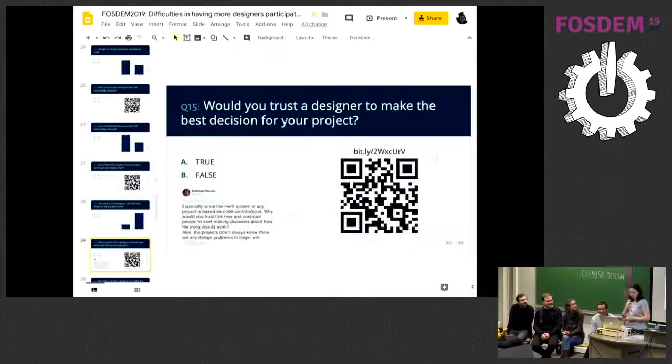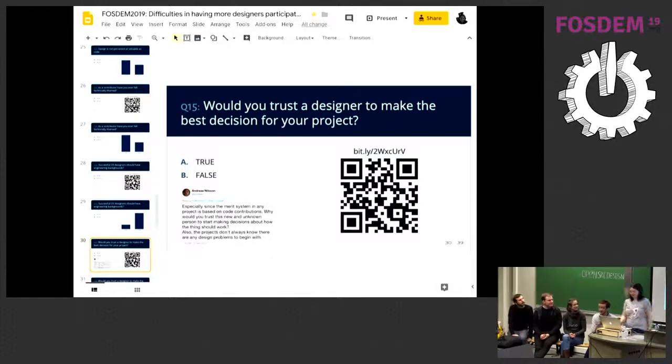Okay, next question: would you trust a designer to make the best decision for your project? There is a tweet from Nilsson who says that since the merit system in a project is based on contribution, why would you trust this new and unknown person to start making decisions about how the thing should work? So any comments on that?